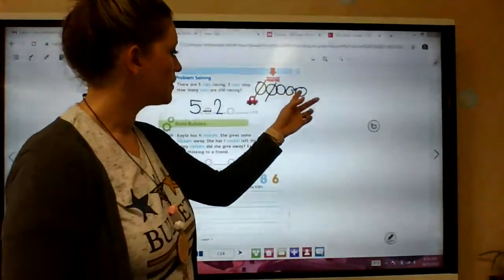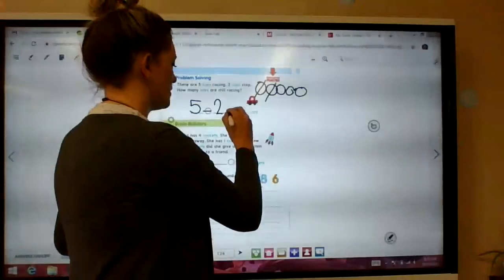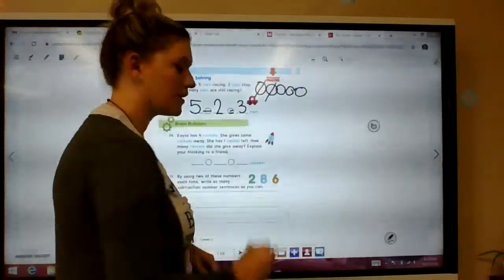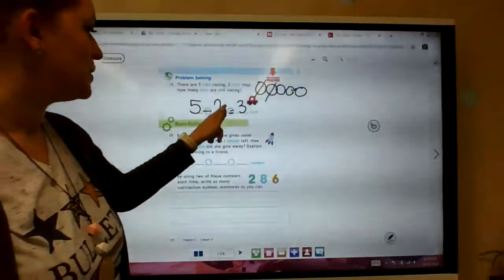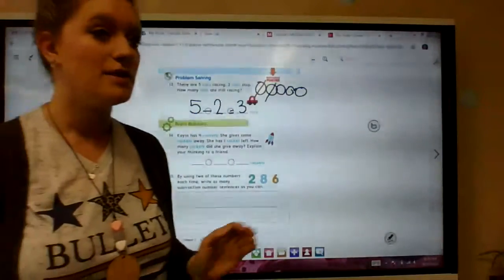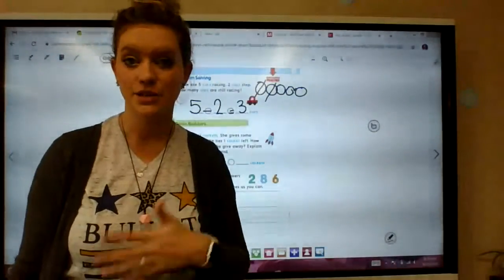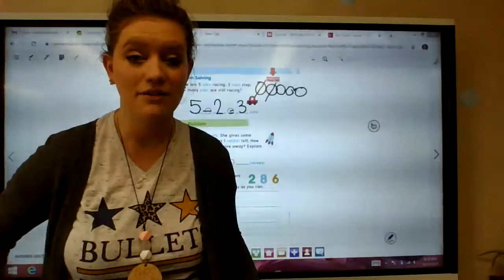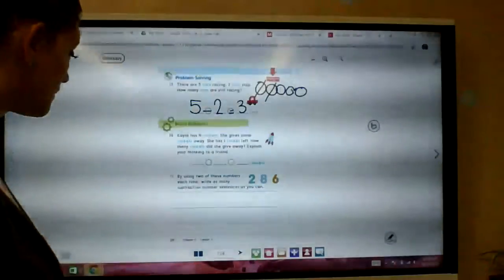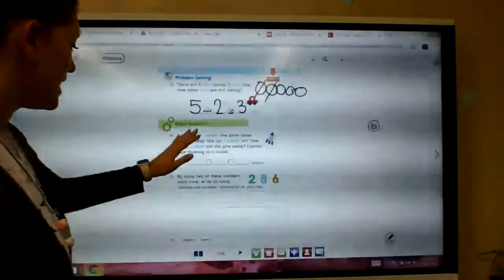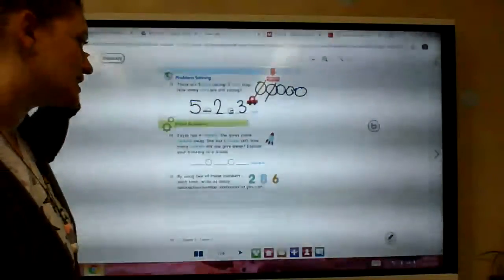1, 2, 3. Put your equal sign in. There are 3 cars that are still racing. 5 minus 2 equals 3. Drawing a picture is always a great idea because you can just see it. Even when they don't have a drawing for you, you can always make your own drawing. Always, always.